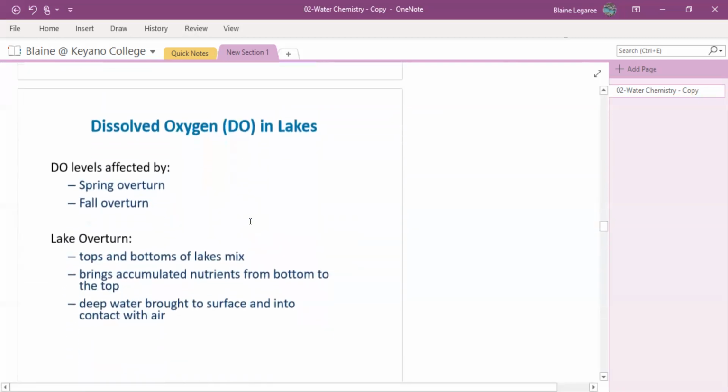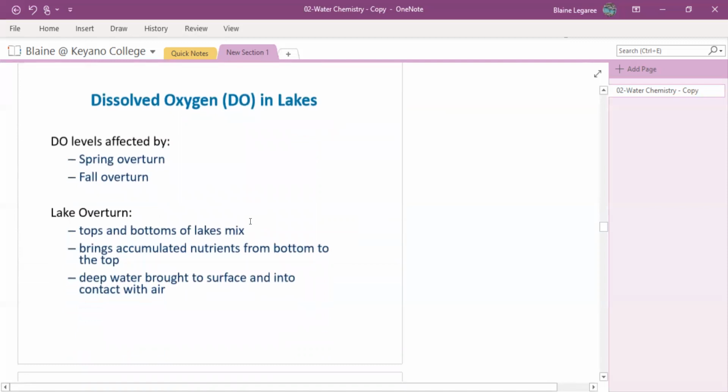So by the way, something else to consider is that oxygen does turn over quite a bit in lakes in the spring and fall with overturn. So if you don't know what that is, this is where the tops and the bottoms of lakes mix with the seasons. So as the temperature cools and heats, the density of water changes, and this causes a lot of mixing in lakes. And so you've got nutrients from the bottom brought up and things like that. And so this will affect the dissolved oxygen levels as well.